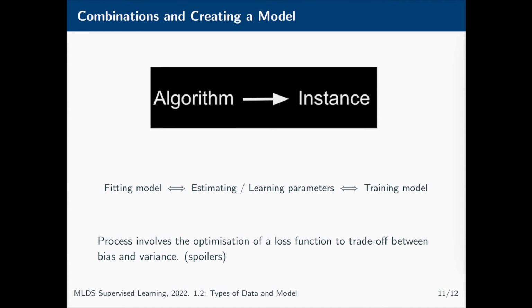So there are all sorts of different combinations of different types of data and different types of model that we can have. In any case, the process of going from a particular algorithm or model class to an instance of that model or algorithm is referred to variously as model fitting, estimating or learning the parameters of that model, and is also referred to as training the model. This process involves the optimization of a particular loss function in order to trade off between the bias in the model and the variance as well. This is a little bit of a spoiler because it's what we're going to come to look at in the next two videos, so I'll take my time here to wrap this video up.